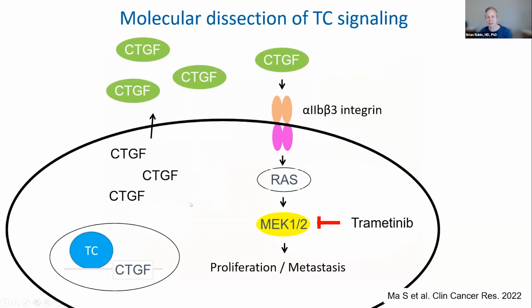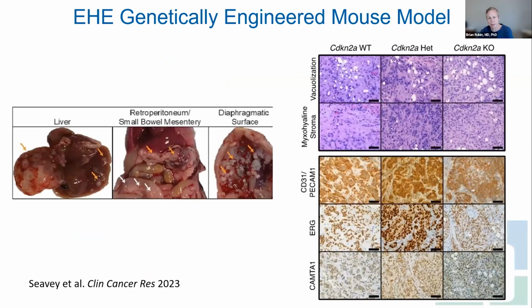Another thing we did was a molecular dissection downstream. So this was the basis of the trametinib trial I talked about. The reason we thought trametinib might be useful is that when TAS-CAMTA1 binds to promoters, it produces a bunch of different proteins, but one of them is CTGF, connective tissue growth factor, which is a secreted protein. It binds to something called integrins on the cell surface, and then that stimulates essentially a chemoelectrical circuit known as the MAP kinase pathway, and that's why trametinib was so important, because it's an inhibitor of that pathway. And so that was the basis. We actually published the science behind that in 2022 in a journal called Clinical Cancer Research.